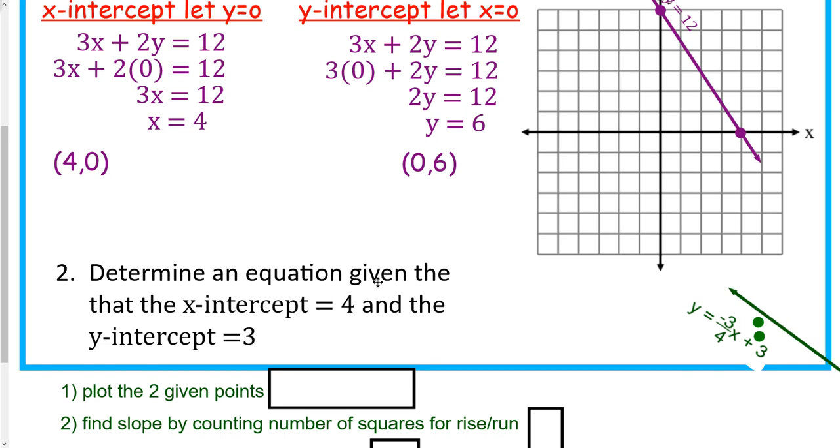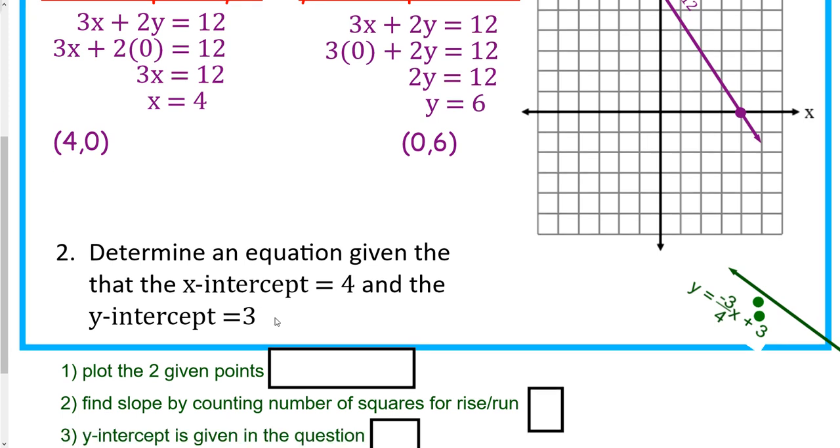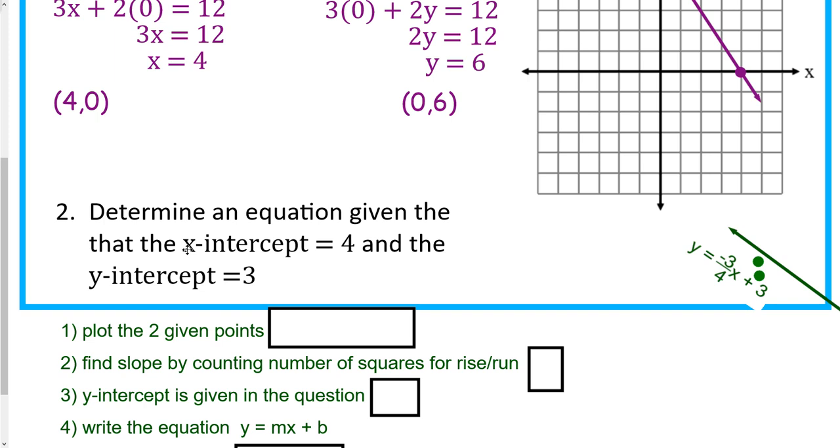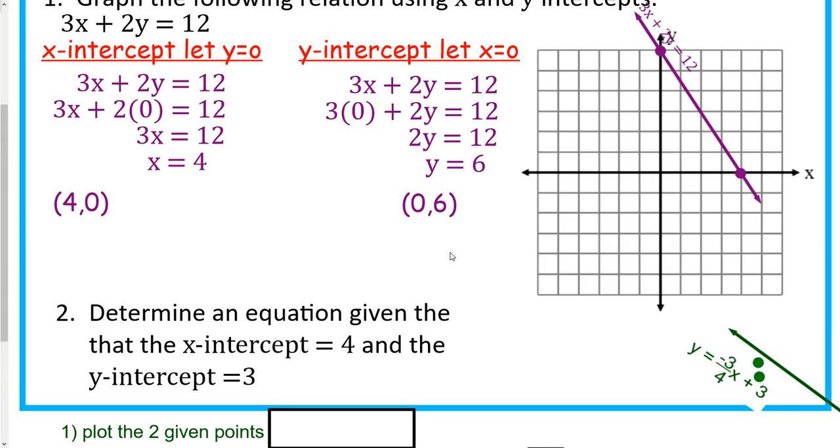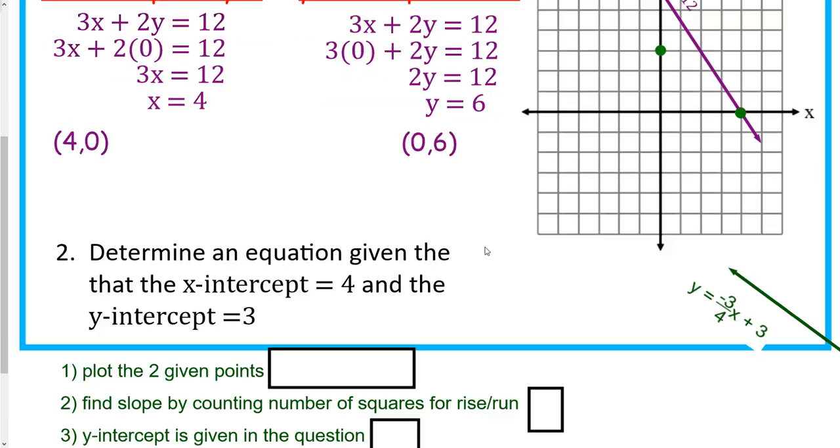Determine an equation given that the x-intercept is 4 and the y-intercept is 3. Okay, so we are given 2 points here. If the x-intercept is 4, that means we have a point on the x-axis at 4. That's just going to go over my purple dot there, right? And the y-intercept is 3. That is our second point. 1, 2, 3. Okay, so I know what my points are. Now, to write them as coordinates, it would be 4, 0, and 0, 3. So now I have those 2 points.